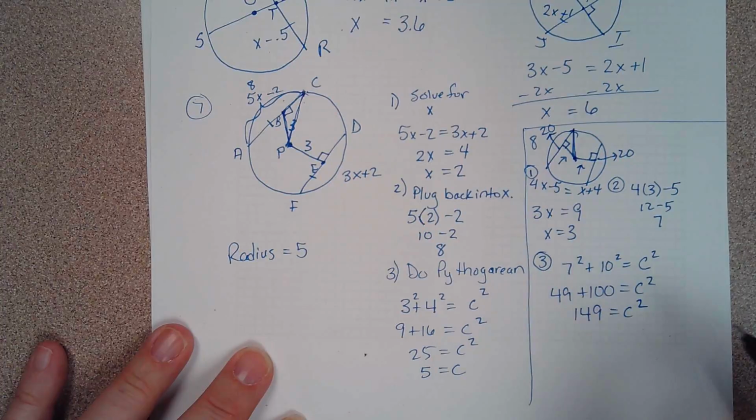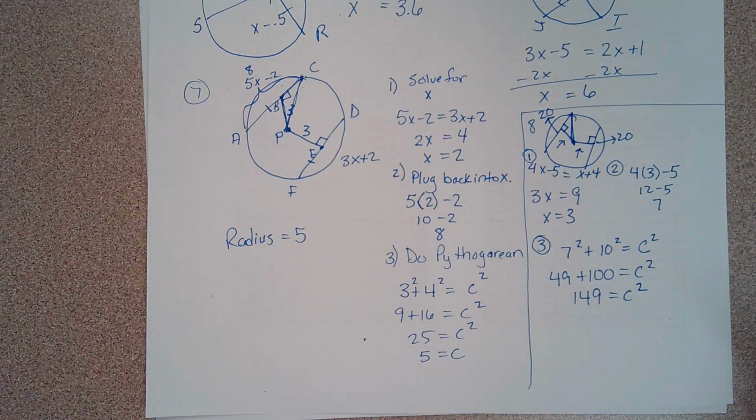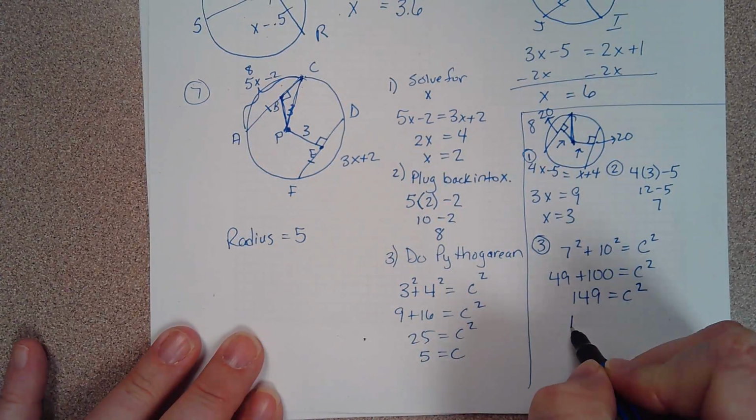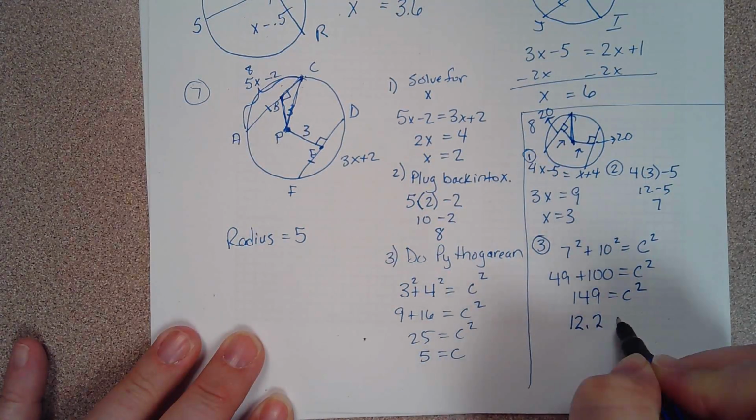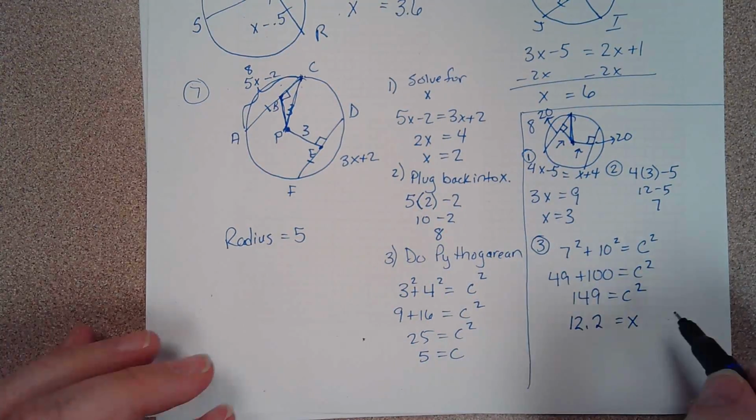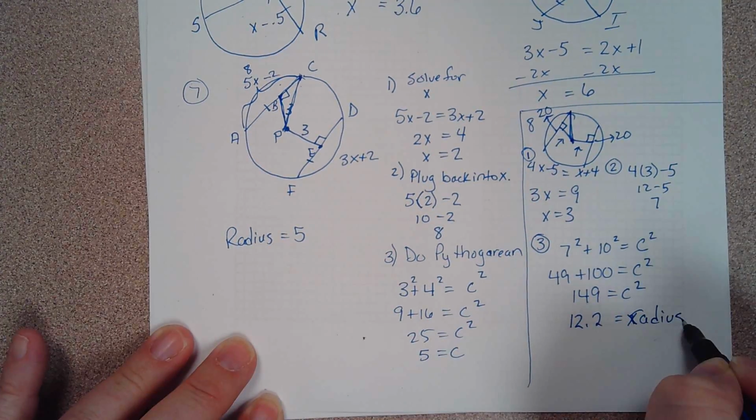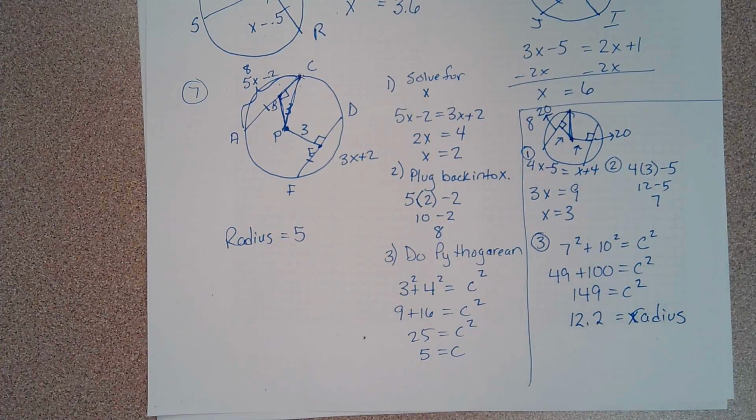Now, before I would tell you you need to leave it as a radical. In this case, we do not need to. So we're going to turn it into a decimal. So it's actually 12.2 equals our x, or our radius. And that is the end of the 10.3 video.